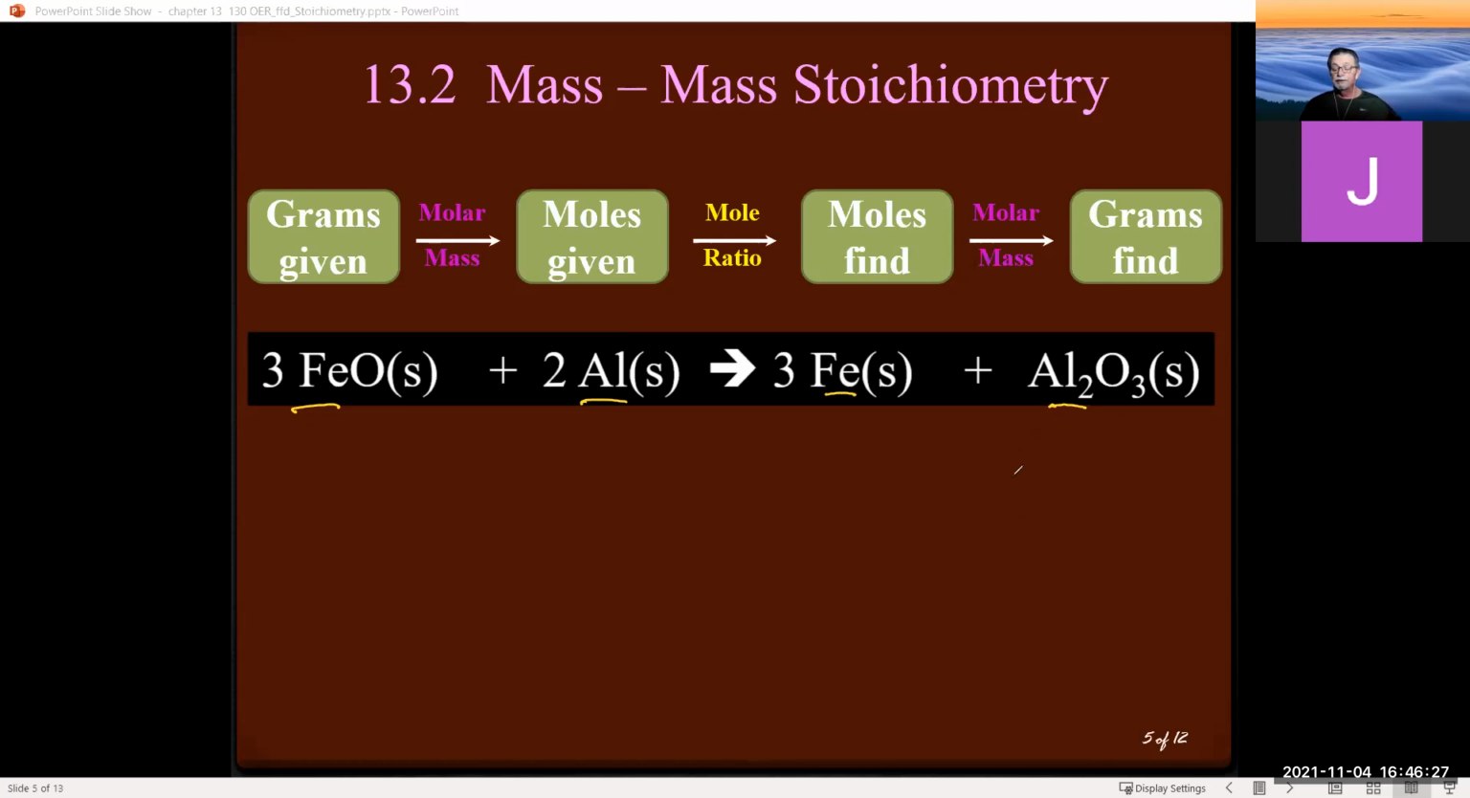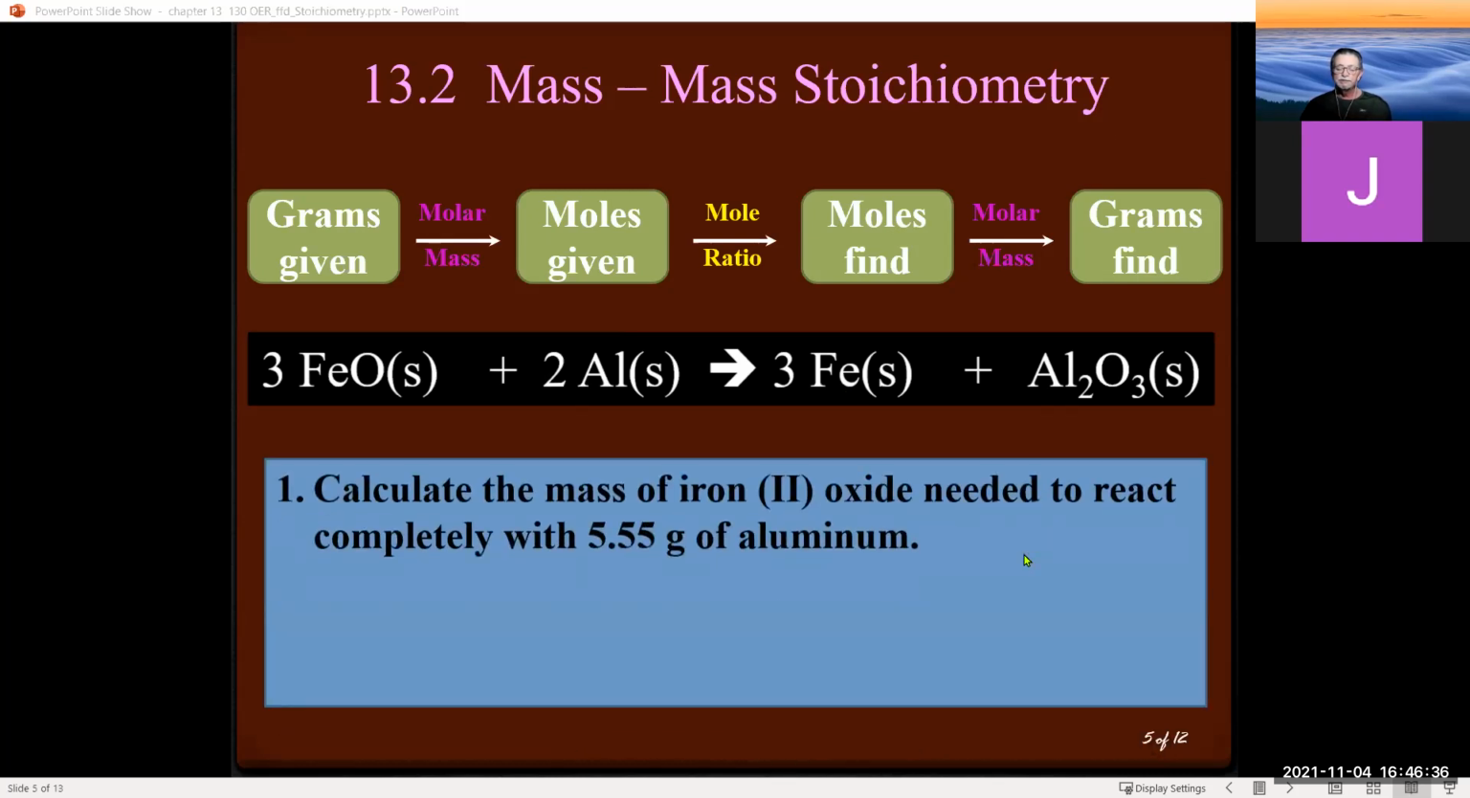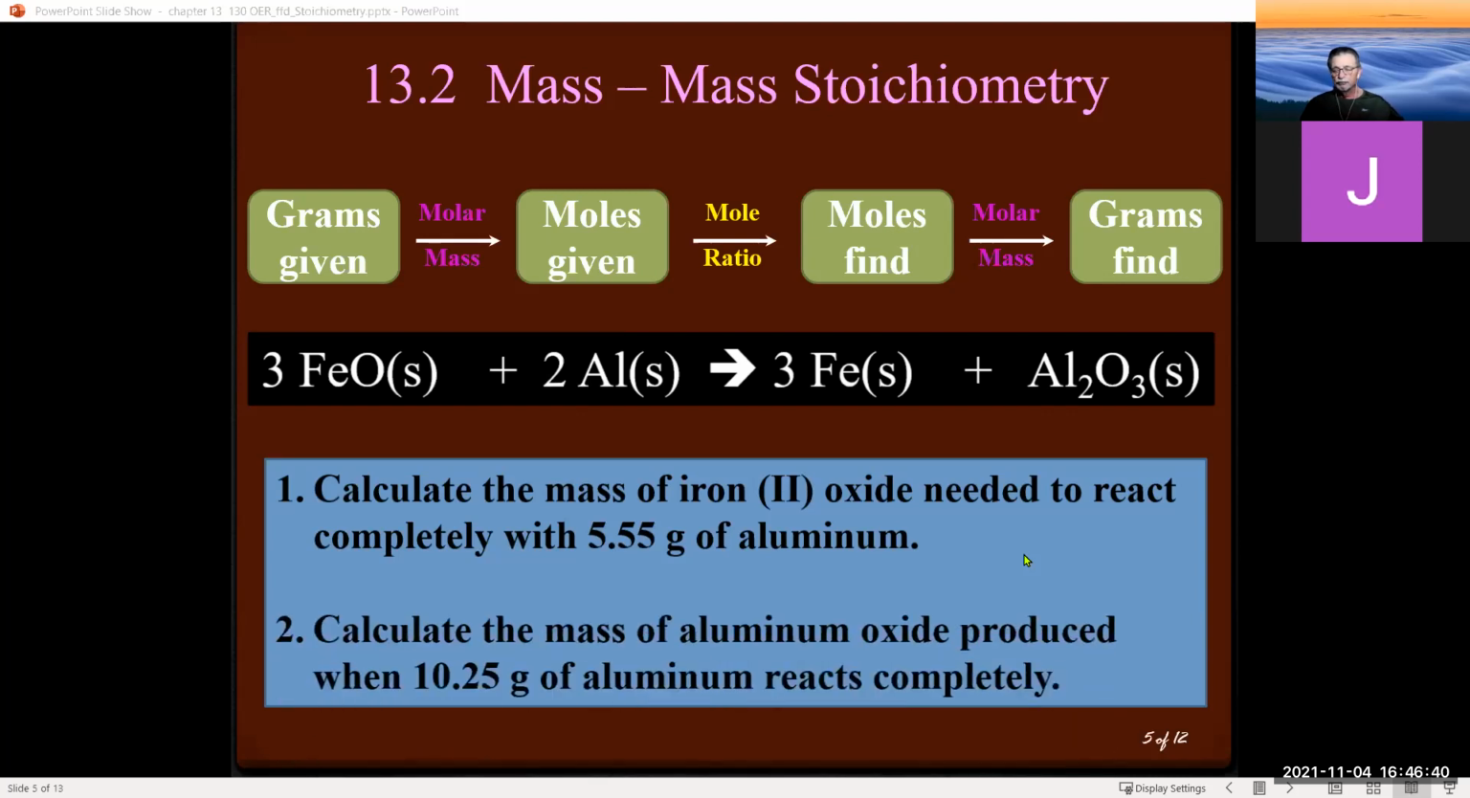Not most, everything is a solid. Okay, so let's go. Now we got that out of the way. The next question will be, let's do some calculations. In fact, there's two calculations. In the next page, we're going to run through it.